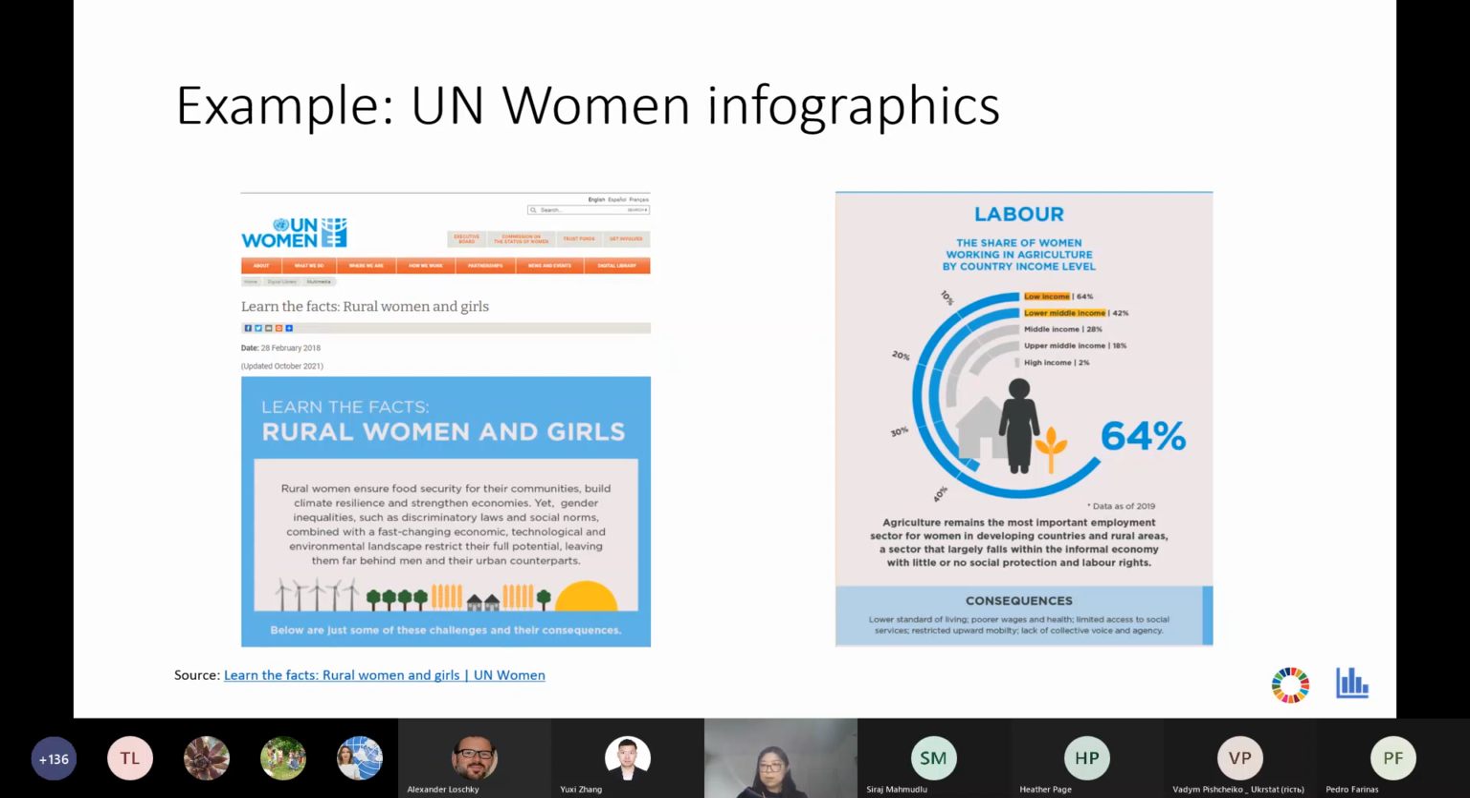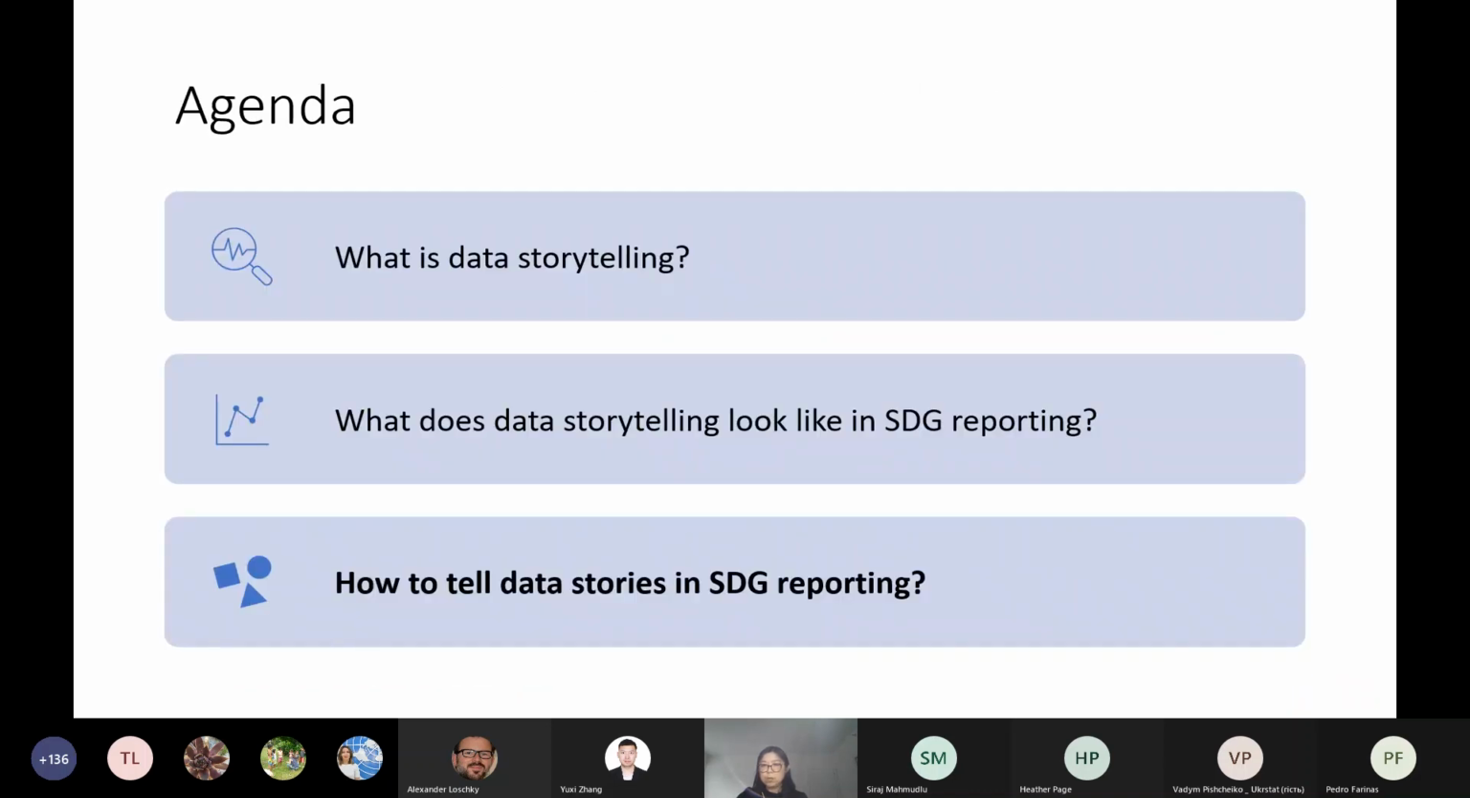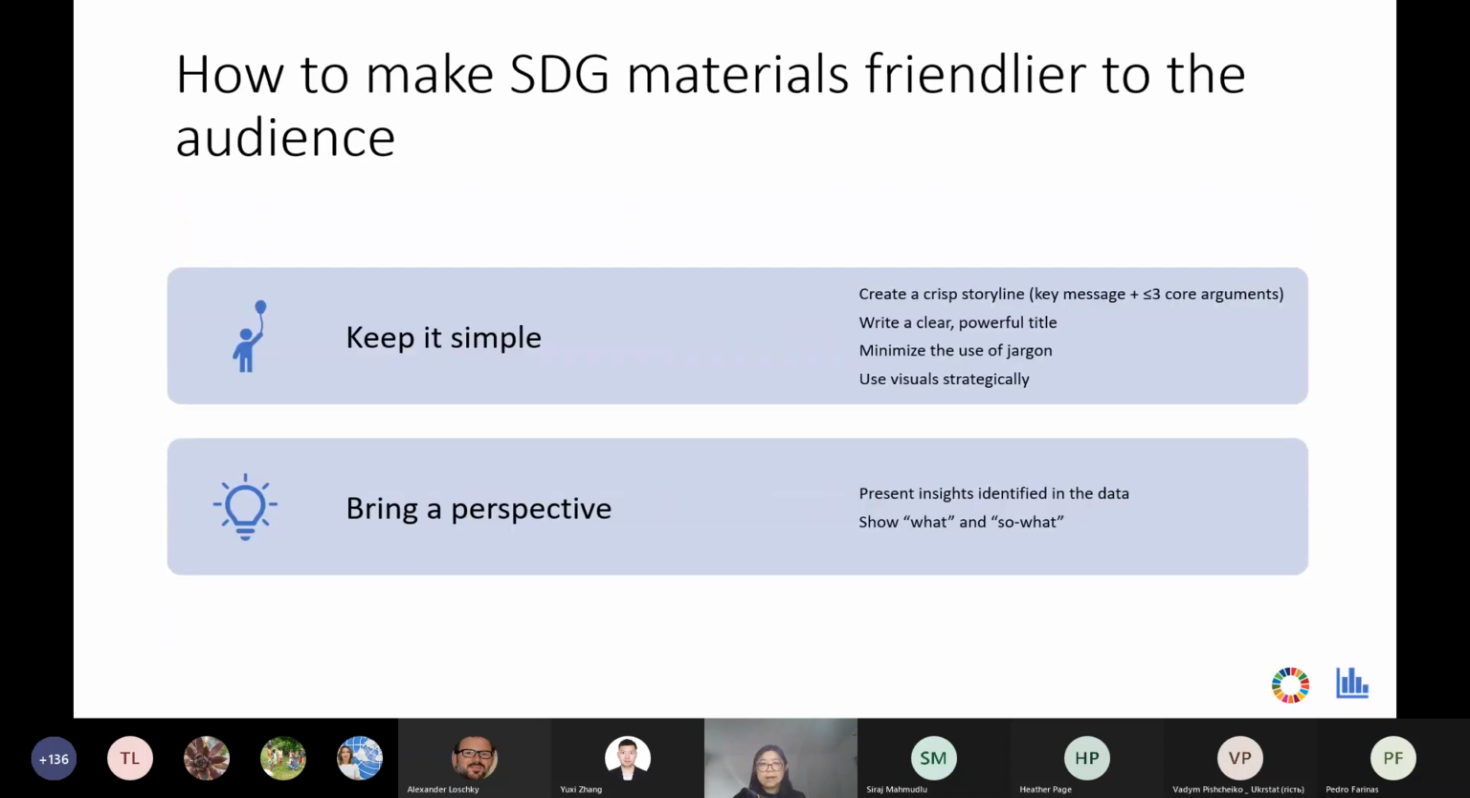With that, we are going to move on to some how-tos, which are the practical tips on how to tell data stories in SDG reporting. So there are two very simple golden rules. The first one is to keep it simple. And then you need a crisp storyline with a key message, and then preferably less than or equal to 3 core arguments, so it's not too much for the audience to digest.